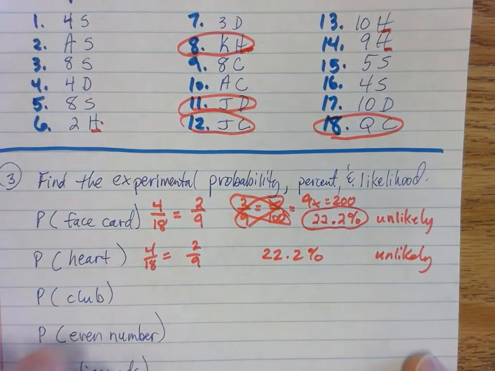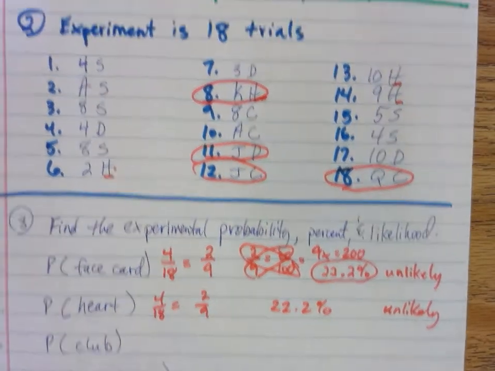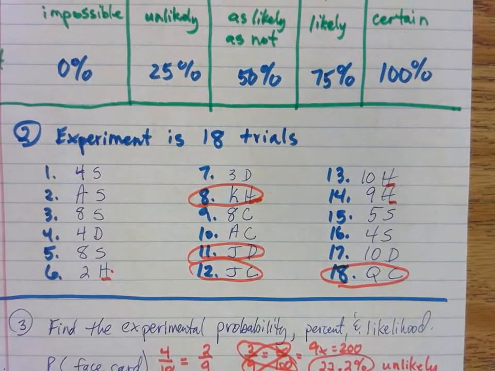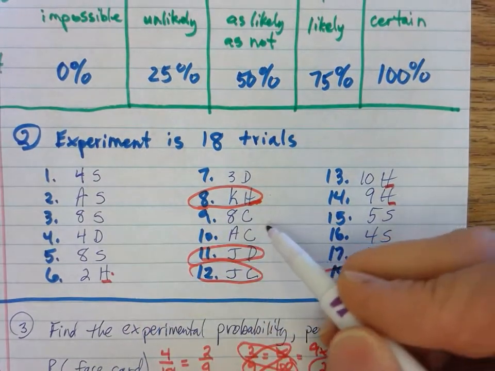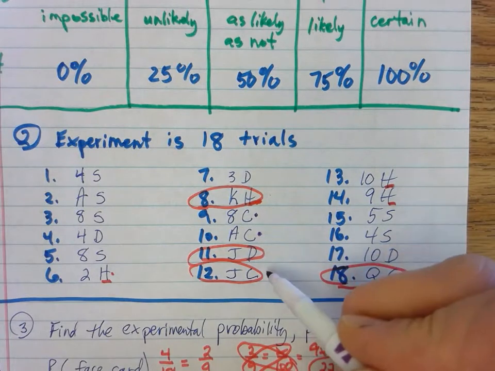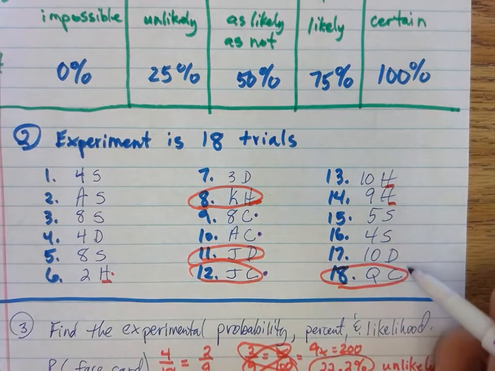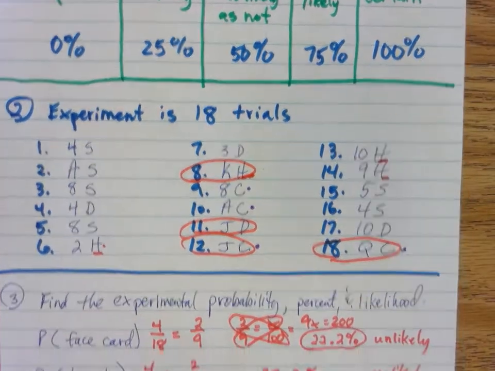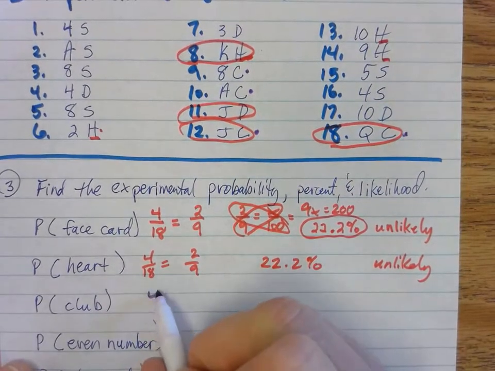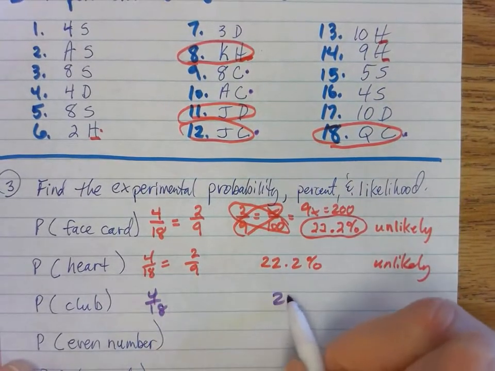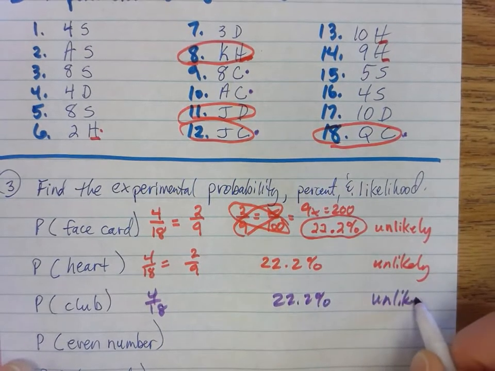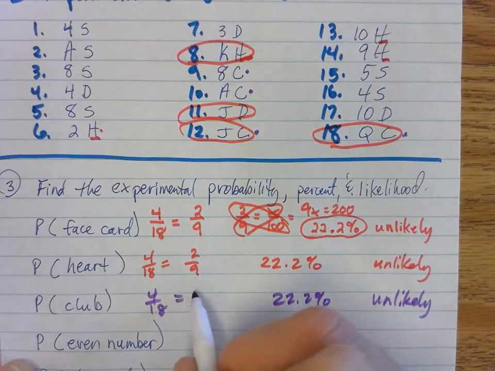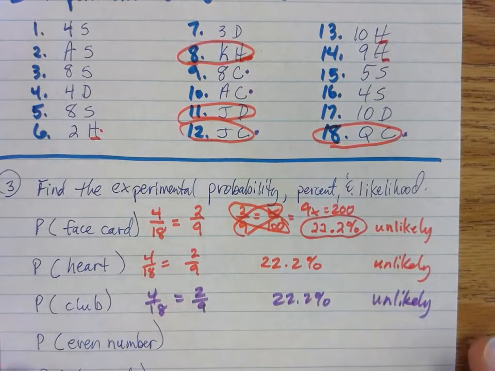Alright, let's do clubs. Real quick, let's see how many clubs I got. I'll do that in a different color here. I got 1 club, 2 clubs, 3 clubs, 4 clubs. Oh my Lord, getting the same answer again. So all that stuff's going to be the same. How about them apples? You may have the same happen to you. I don't know. Everybody's going to be different. Maybe yours is going to be like mine.